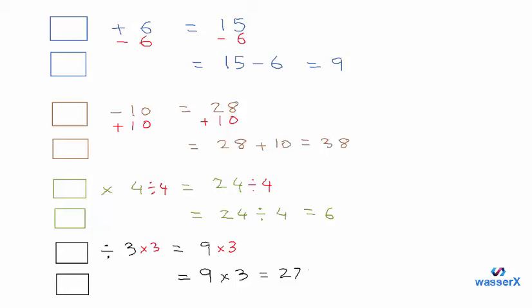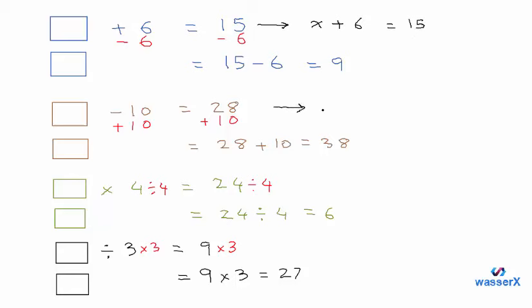In an equation, the unknown, or the number that we need to find out, is often represented by a letter of the English alphabet, like X, Y, Z, P, Q, R, and so on. So this equation could be written as X plus 6 is equal to 15.